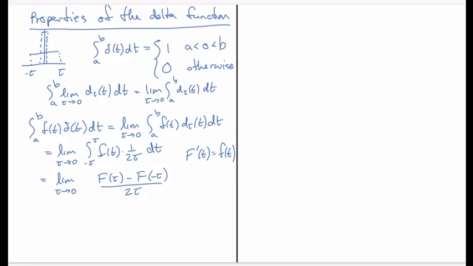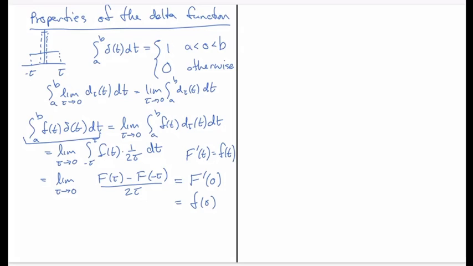What I mean by that is that this is equivalent to the definition of the derivative of capital F. So what we get out of this is F prime, and because the limit is taking tau going to 0, this is F prime at the origin, which is just f of 0. So what we managed to do is use an integral multiplying the delta function to extract the value of the function just at a single point, at f of 0. All right, so that's another property.